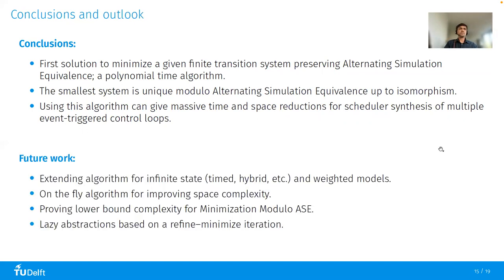For future work, we plan on extending this algorithm for infinite-state systems and weighted models, developing on-the-fly algorithms to improve space complexity, proving lower bound complexity for the minimization. We only have the upper bound now. And designing some type of lazy abstractions based on a refined, minimized iteration.